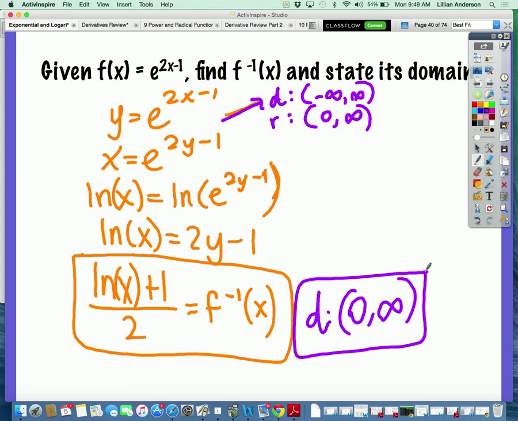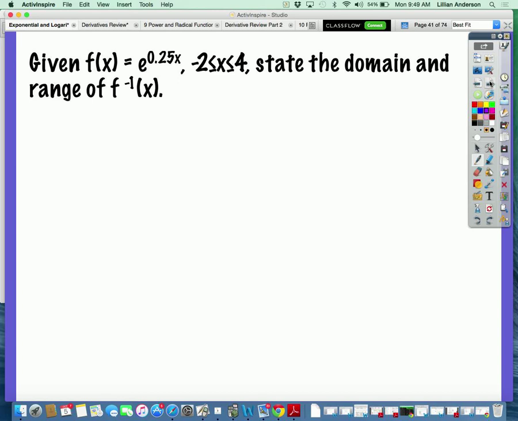Okay? I have another one. We got about 3 more of these. I want you guys to get comfortable with finding the domain and range of these inverse functions. So here's the next one. This time we're finding the domain and range of the inverse.